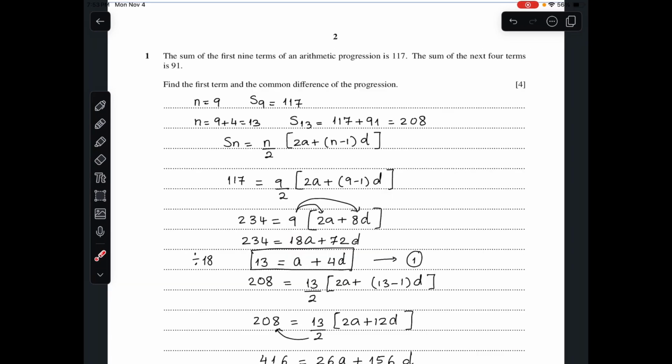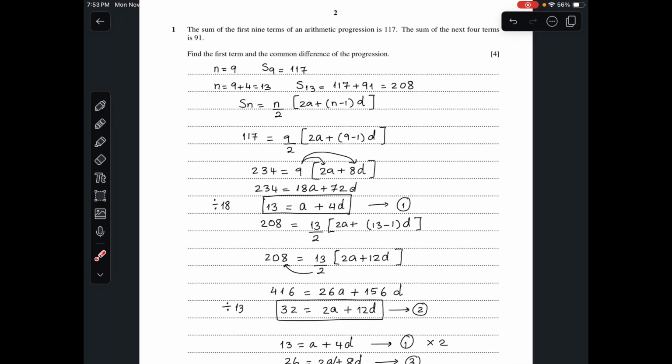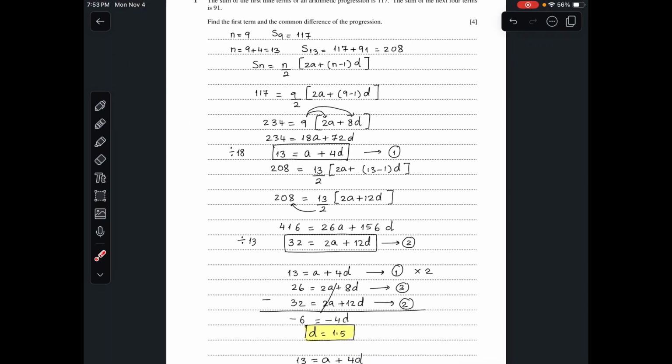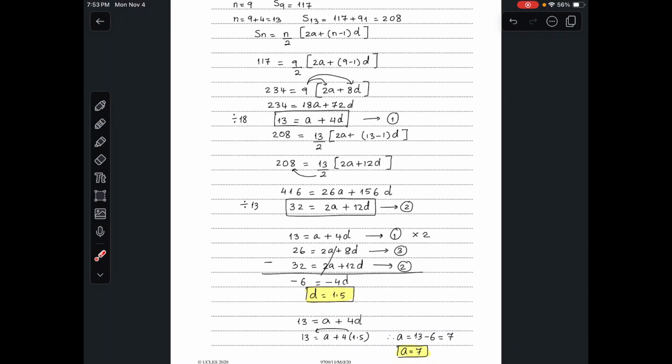The tricky part in this question is to understand the meaning of sum of first 9 terms and the sum of next 4 terms. That means it is the sum of 13 terms. That was the tricky part. Alright, that's about it. Question 1. You have the value of a and d.